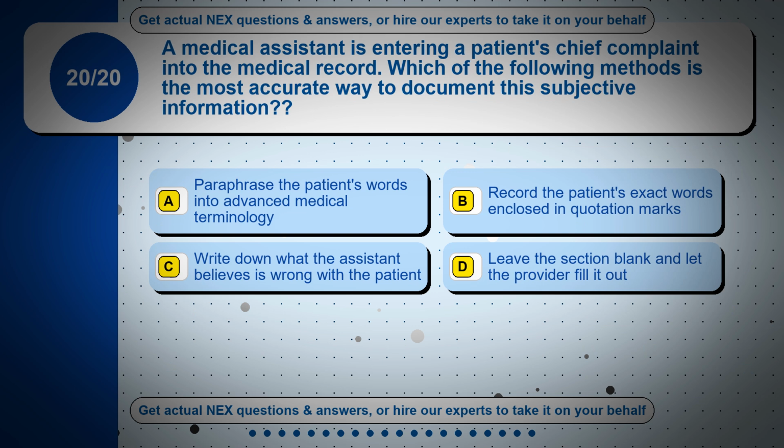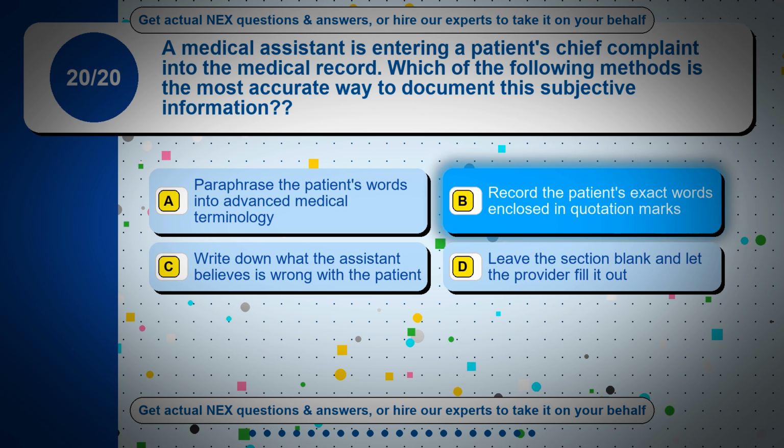Question 20. A medical assistant is entering a patient's chief complaint into the medical record. Which of the following methods is the most accurate way to document this subjective information? Option A, paraphrase the patient's words into advanced medical terminology. Option B, record the patient's exact words enclosed in quotation marks. Option C, write down what the assistant believes is wrong with the patient. Option D, leave the section blank and let the provider fill it out. The correct answer is option B. Record the patient's exact words enclosed in quotation marks.